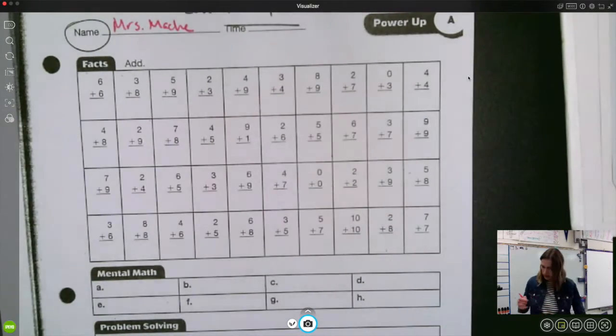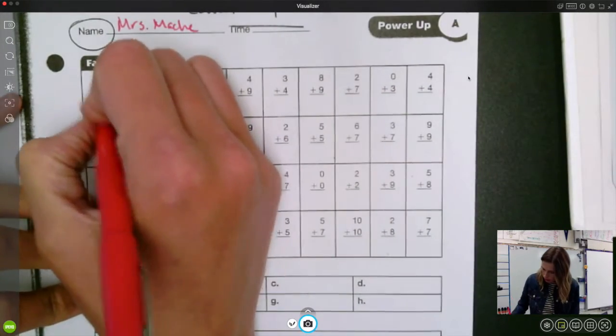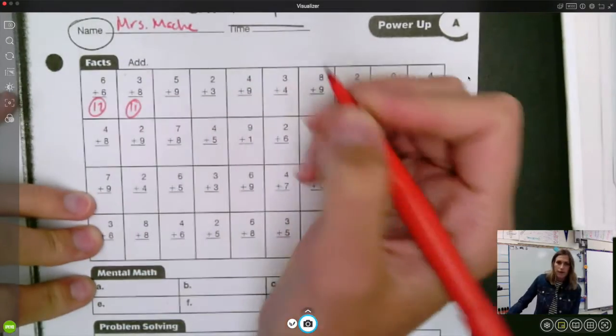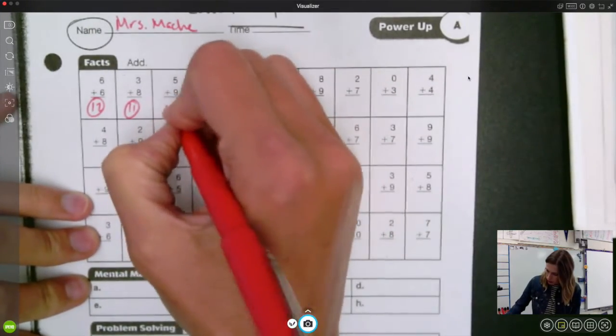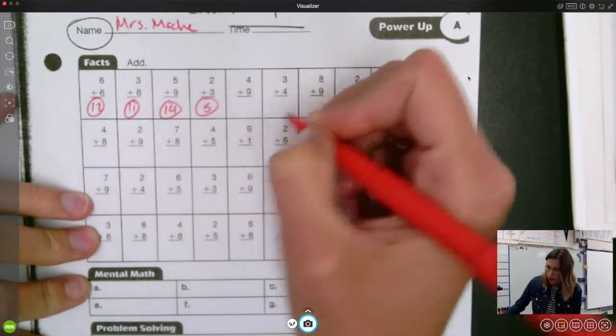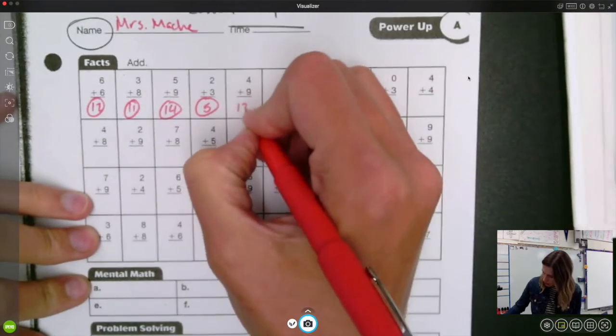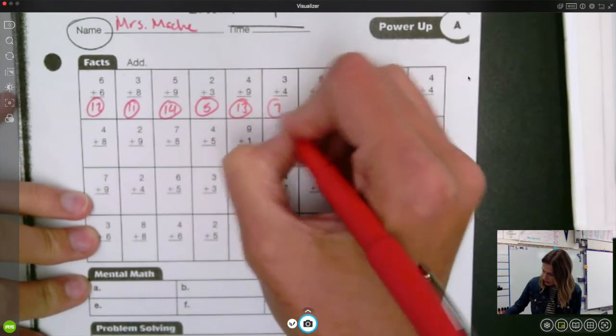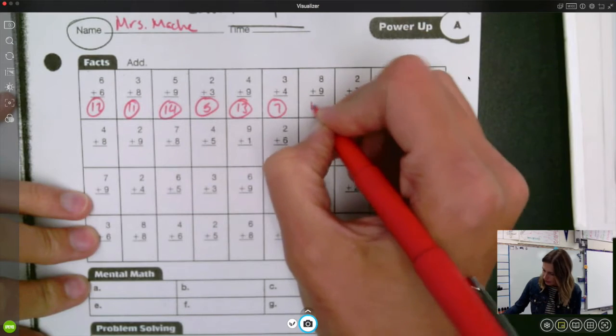6 plus 6 is 12. 3 plus 8 is 11. 5 plus 9 is 14. 2 plus 3 is 5. 4 plus 9 is 13. 3 plus 4 is 7. 8 plus 9 is 17.